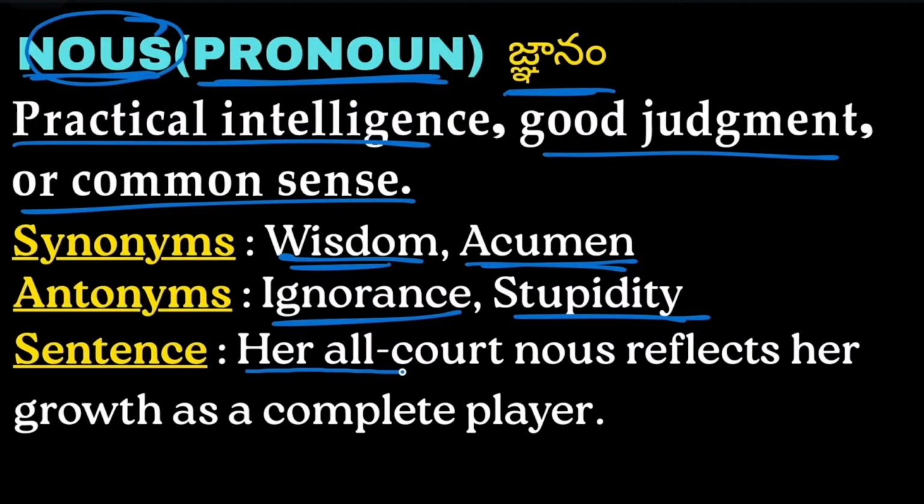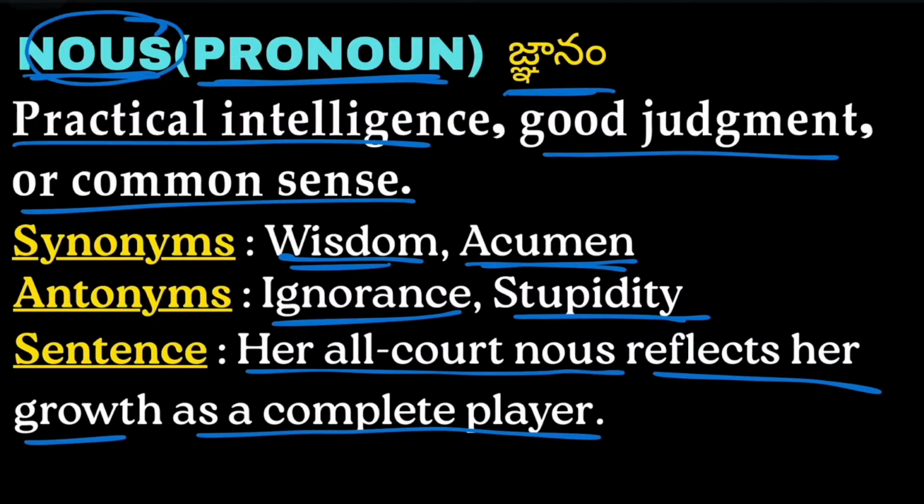Example, her all court nous reflects her growth as a complete player. Her all court nous, her all court intelligence reflects her growth as a complete player.